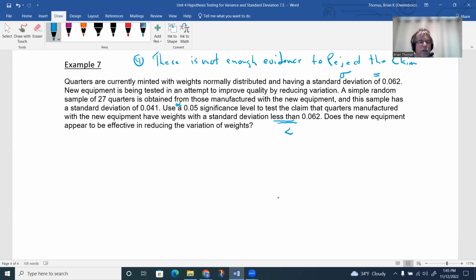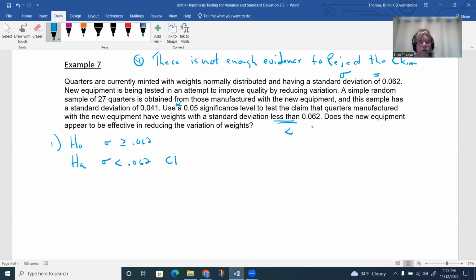So again, our first thing is the null hypothesis and the alternative hypothesis. There's talk about standard deviation, so the standard deviation is going to be less than this 0.062. That's given as our standard deviation there. And then the null hypothesis has got to be the flip of that, which means it's got to be greater than or equal to 0.062.